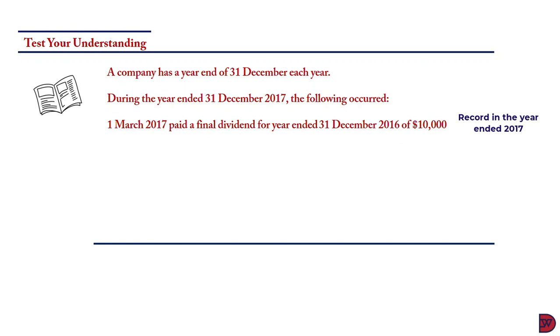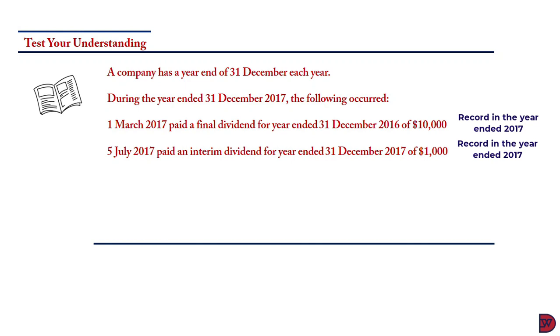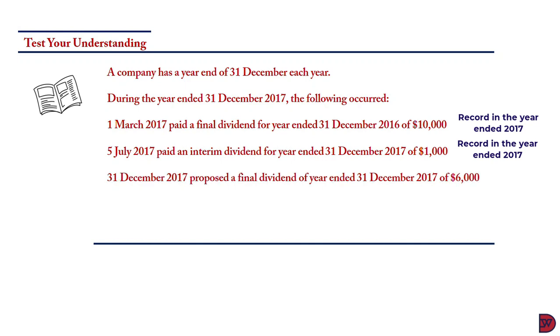So here, because the dividend was paid in 2017 but relates to 2016, it will be captured in this year's financial statement, 2017. 5th July 2017, paid an interim dividend for the year ended 31st December 2017 of $1,000. Now, the interim dividend was paid in 2017, so record it in the year ended 2017. At 31st December 2017, proposed a final dividend for the year ended 31st December 2017 of 6,000. Now, it is a proposal. It is not paid. So, it's not going to be recorded in 2017's account.